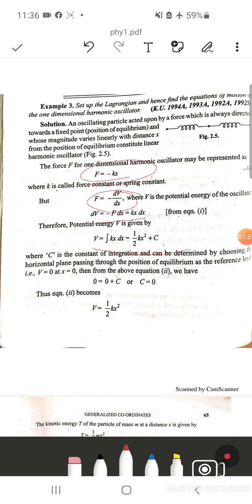At the reference level, as we know, the potential energy is equal to 0 at x = 0. Putting x = 0 and V = 0, we get c = 0. Then the potential becomes 1/2 kx², which is the potential energy.